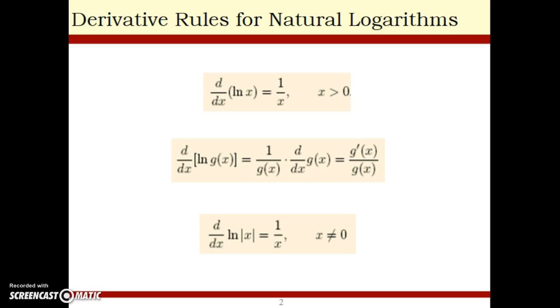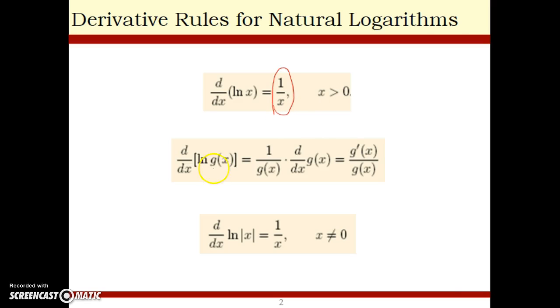So the first thing we want to go through is the derivative rules for natural logarithms. They're pretty straightforward, and you probably want to have these rules by your side when you're working through these problems, because even though they're straightforward, they're easy to forget. Mainly, the derivative of natural log of x is going to be 1 over x, with the restriction that x has to be greater than 0.